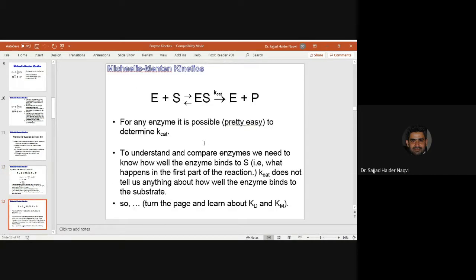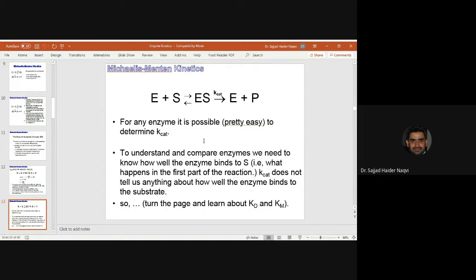For an enzyme, it's pretty easy to determine the kcat, because that's what is affecting the overall enzyme reaction. To understand and compare enzymes, we need to know how well the enzyme binds with the substrate. That is what happens in the first part of the reaction. Kcat does not tell us anything about how well the enzyme binds to the substrate.